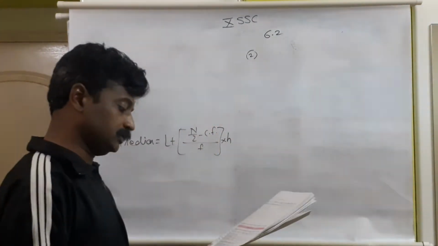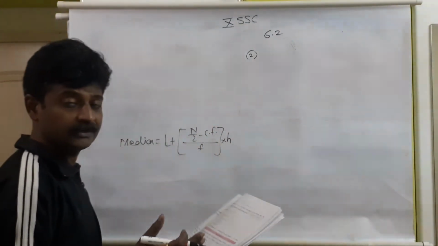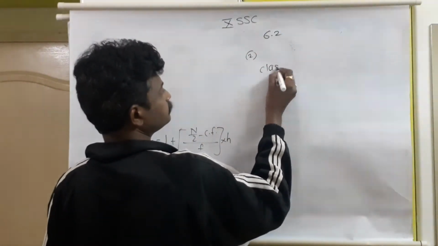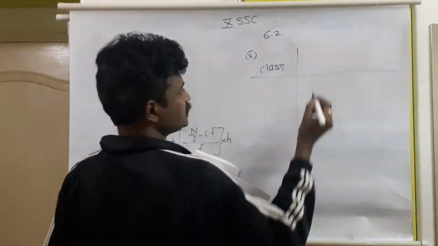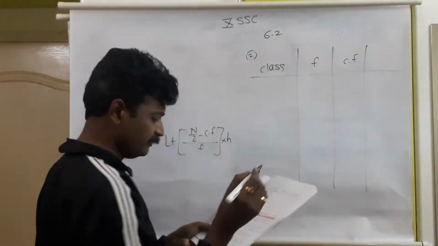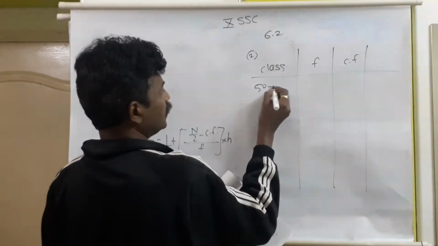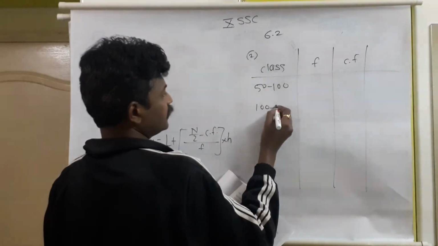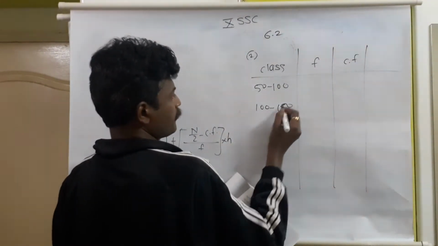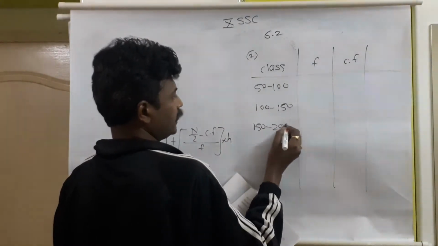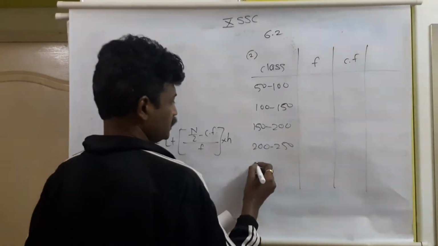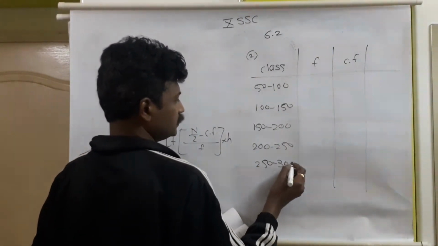So the number of mangoes: 50 to 100, 100 to 150. So already the information is in continuous form. So we have classes, then frequency, and then cumulative frequency. First class is 50 to 100. Next is 100 to 150. Next class is 150 to 200. Next is 200 to 250. And the last is 250 to 300.